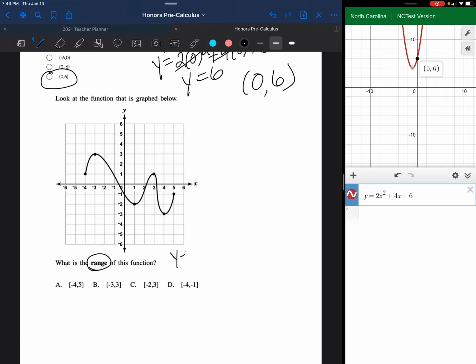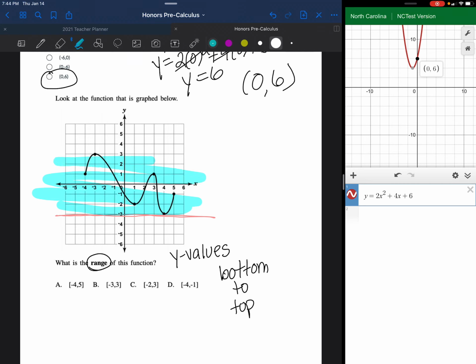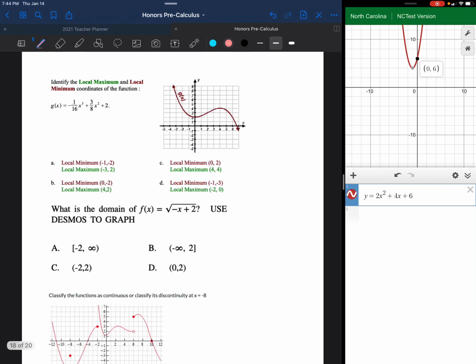Alright, so range. Remember, range are my y values. And my y values go from bottom to top. So from the bottom, I'm going to show my boundaries here. This is where it starts at the bottom. We have a lot of stuff going on in between here, but there's nothing that's undefined. And then it stops going up at this value of 3. So it goes between the values of -3 and 3 with brackets because these are both closed dots, which means they're included. So the answer is B.